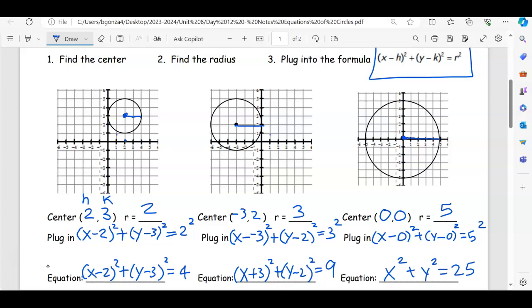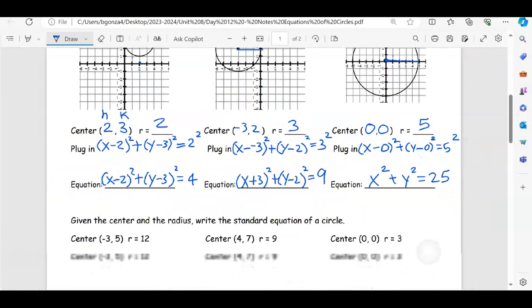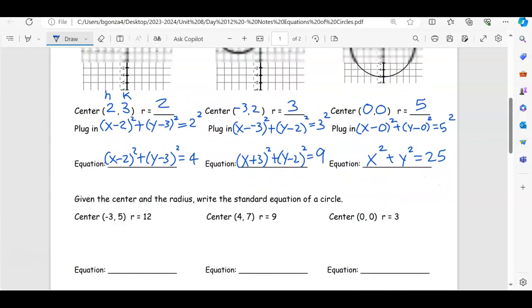All three of these, you were given a graph, and you gave me the equation. Okay, so we're going to learn how to do that backwards, but look at the next three before you turn the page. The next three have no graph, but they give you what you need: H, K, the center, and R.